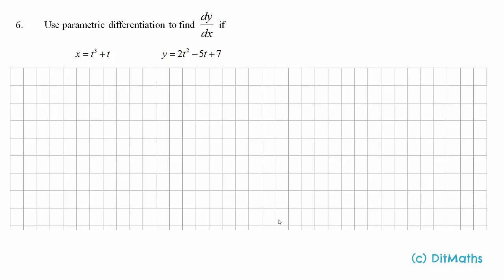In this question, we are asked to use parametric differentiation to find dy dx if x is equal to t to the power of 3 plus t and y is equal to 2t squared minus 5t plus 7. Now, in this question, x and y are each expressed in terms of a third variable called the parameter. And this gives the parametric form of the equation, where x is equal to t to the power of 3 plus t and y is equal to 2t squared minus 5t plus 7. So we find the dx dt and the dy dt separately, and this will allow us to find dy dx.